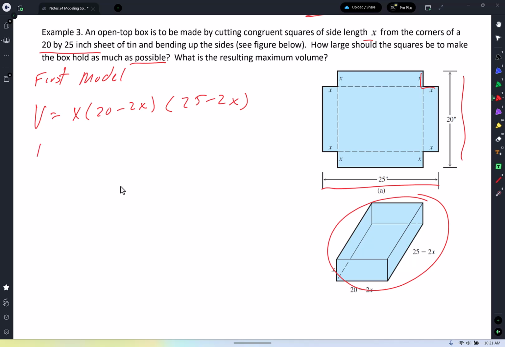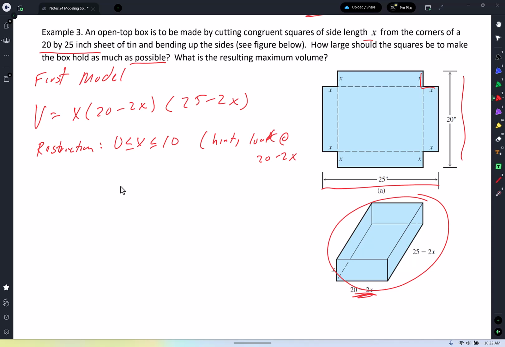Next, my restriction. Well, let's see. Restriction, which one's the smallest? 20 minus 2x. Okay, so x has to be between 0 and 10. And then I'm going to put a hint: look at 20 minus 2x. Is this an example in which they give us a model? No, they didn't give us a model, so we have to come up with it.